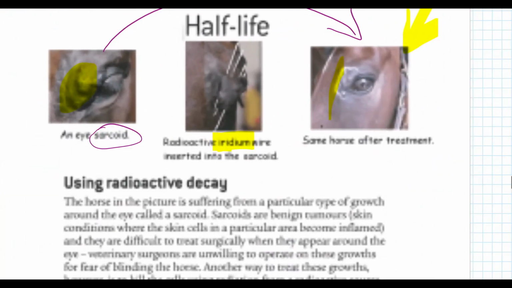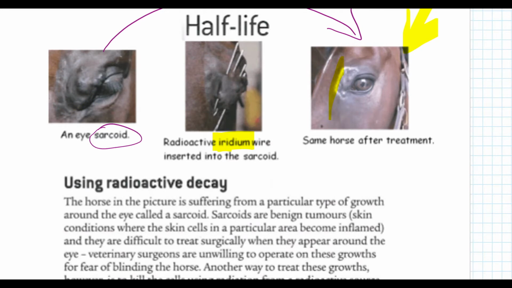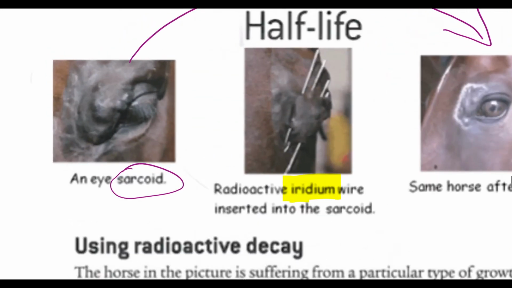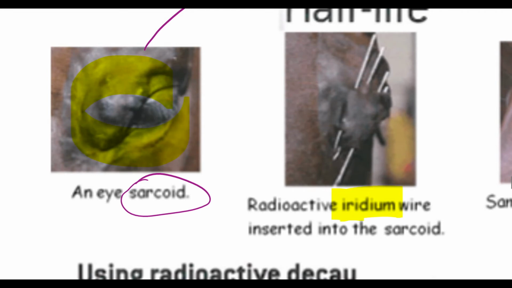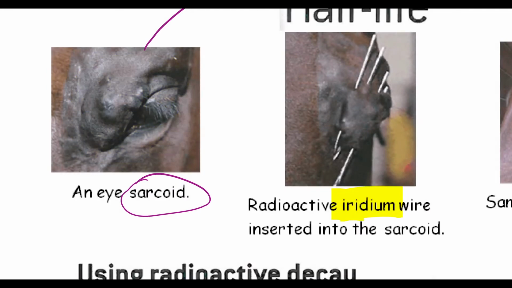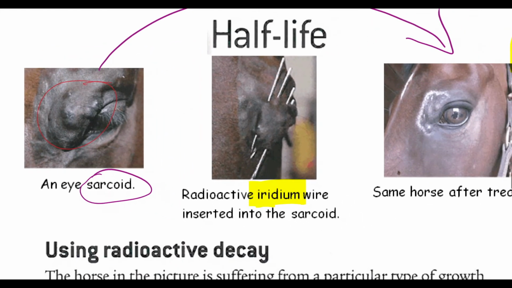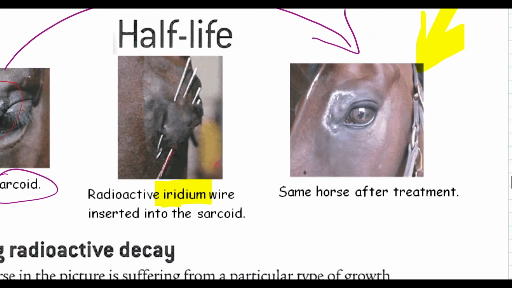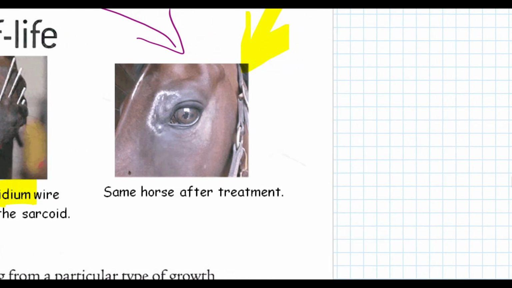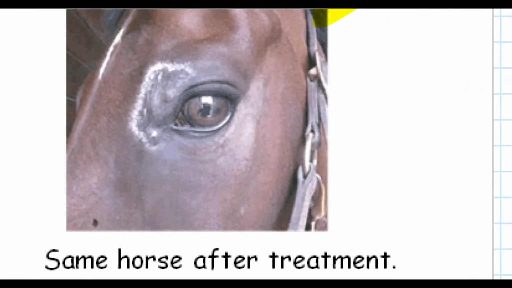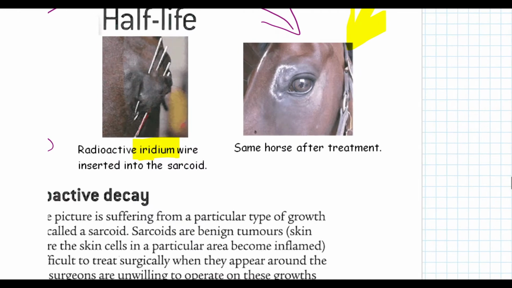Here we go, look. Before, it had this tumour around its eye. Wrong pen. Around its eye, let me get a red pen just here. And by using these, they look like needles. And these needles are made from iridium wire. They've been inserted into the tumour and over time have killed off the tumour. And you can see now that the horse has fully recovered. A little bit of scarring on the eye, but a successful treatment.